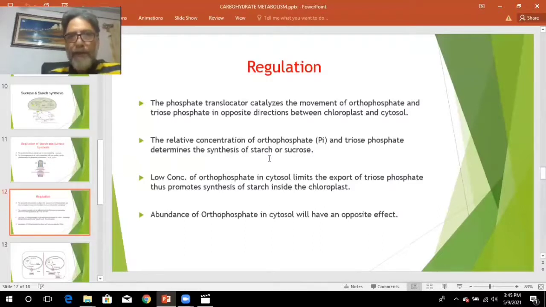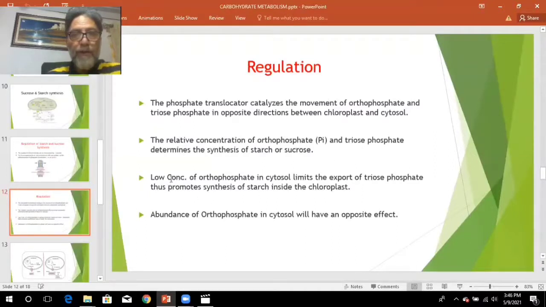Now, what is the triggering point? What will be the factor responsible for the movement of this? That is the relative concentration of orthophosphate and triose phosphate. That will determine the synthesis of starch or sucrose.